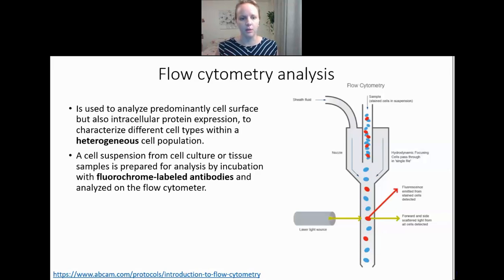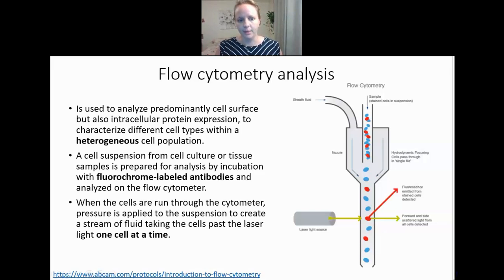So your cell sample is a suspension, either from your cell culture experiment, some tissue, or whole blood. Any variety of sample is prepared in a particular way to analyze on the flow cytometer. And you study your proteins of interest using fluorochrome labeled antibodies to label your particular marker for analysis.